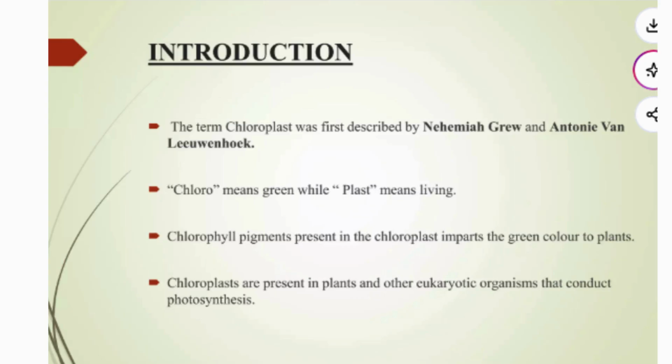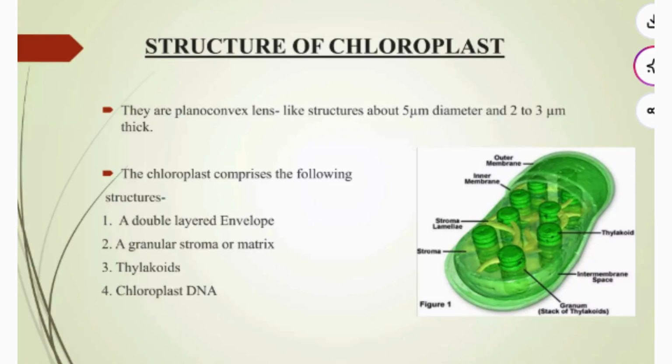Chloroplasts are present in all plants and other eukaryotic organisms that conduct photosynthesis. Structure of chloroplast. Basically, they are plano-convex lens-like structures about 5 micrometer in diameter and 2 to 3 micrometer in thickness. The chloroplast comprises the following structures. First, a double layer envelope. The second, a granular stroma or matrix. The third is the thylakoid and the fourth is the chloroplast DNA.